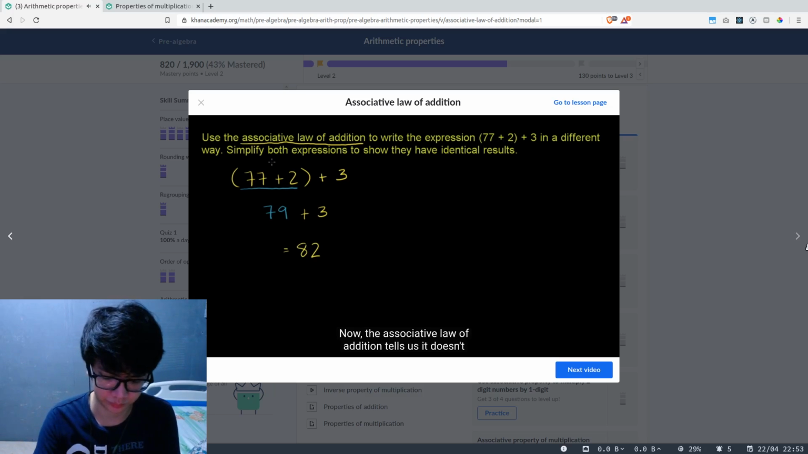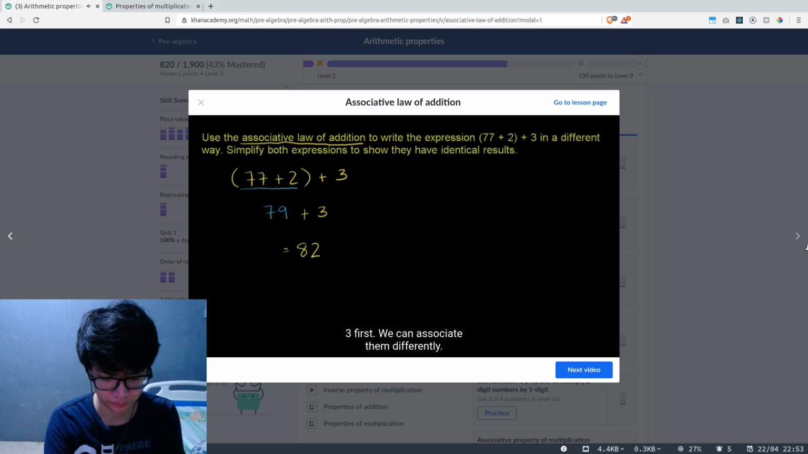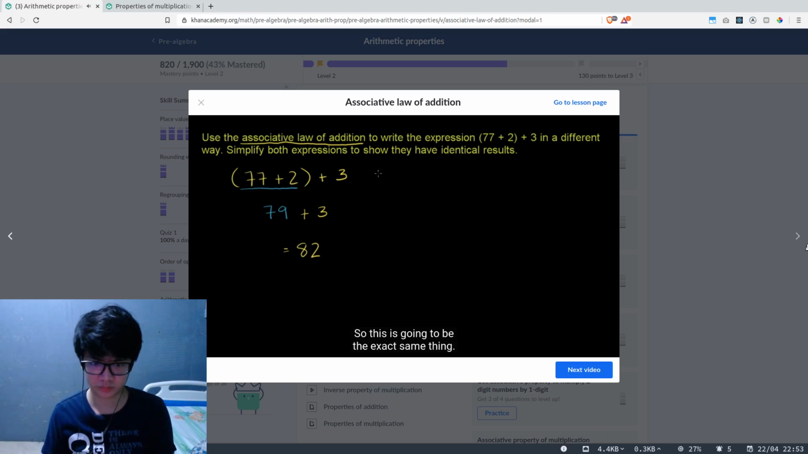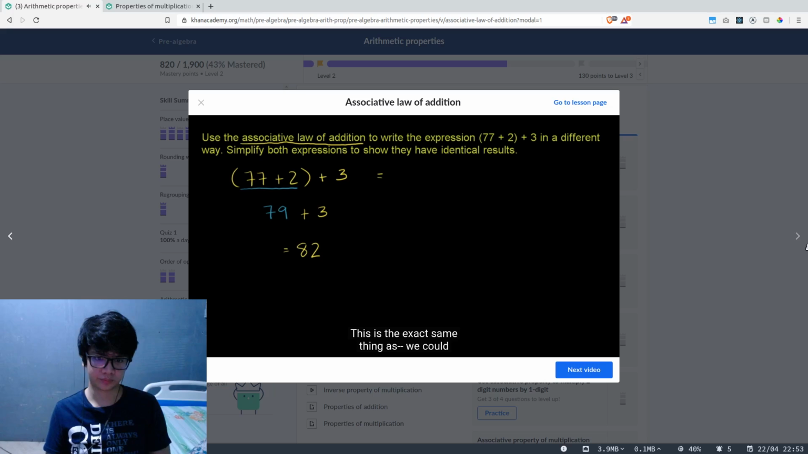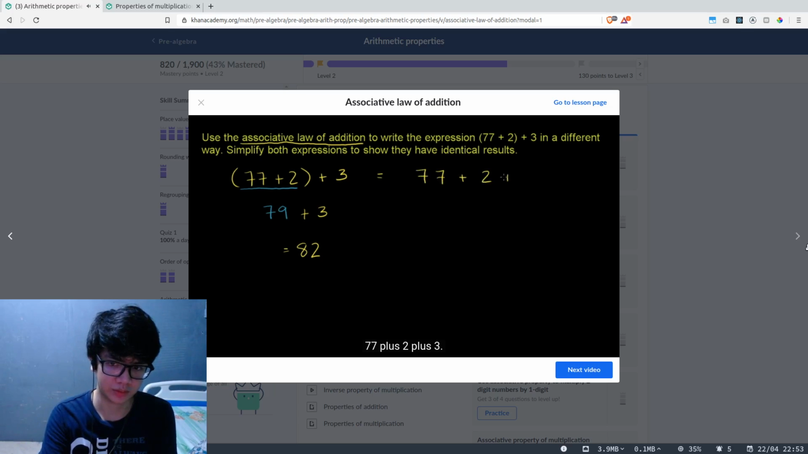Now, the Associative Law of Addition tells us it doesn't matter whether we add 77 and 2 first or whether we add 2 and 3 first. We can associate them differently. So this is going to be the exact same thing. This is the exact same thing as, we could write it this way. So let me write them all. 77 plus 2 plus 3.